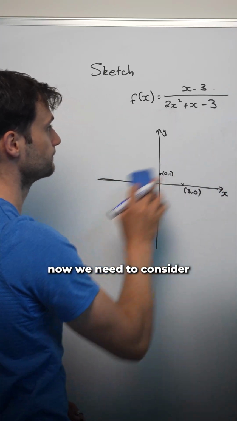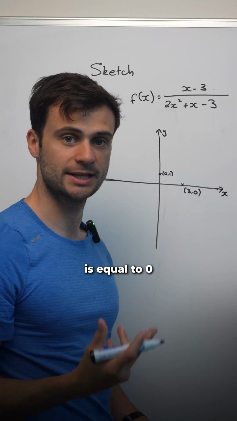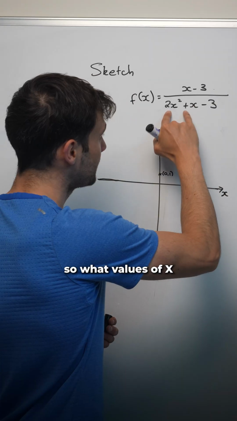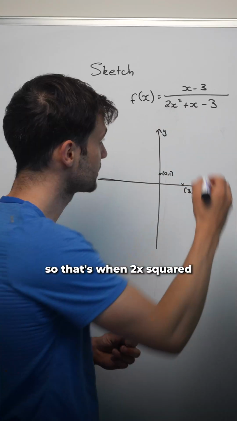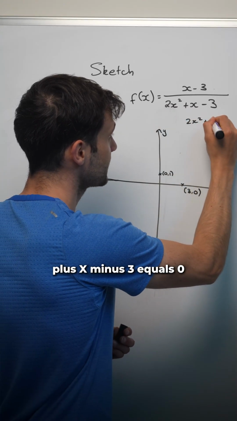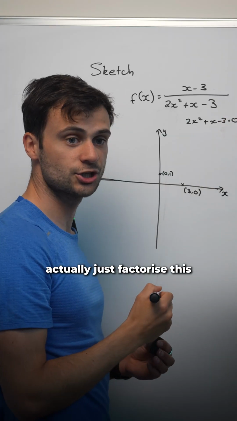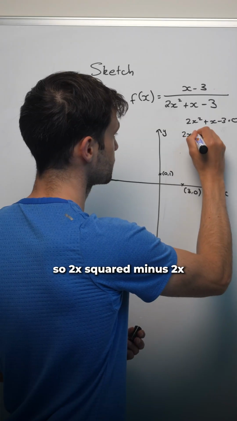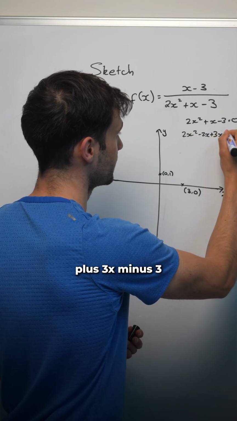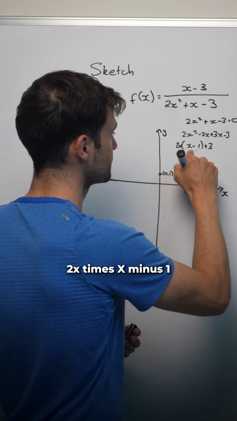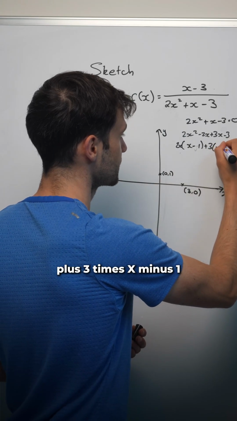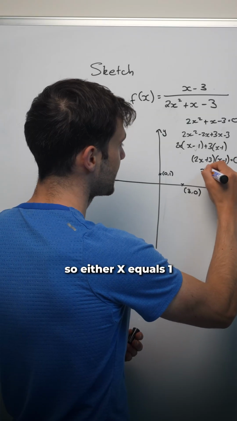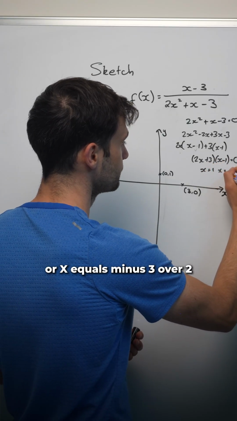Now we need to consider what happens when the denominator is equal to 0. Obviously, we cannot divide by 0 because that is undefined. So what values of x make this denominator 0? So that's when 2x squared plus x minus 3 equals 0. And we can actually just factorize this. So we're multiplying to negative 6, adding to 1, so 2x squared minus 2x plus 3x minus 3 will factor into 2x times (x minus 1) plus 3 times (x minus 1), or (2x plus 3) times (x minus 1) equals 0. So either x equals 1 or x equals minus 3 over 2.